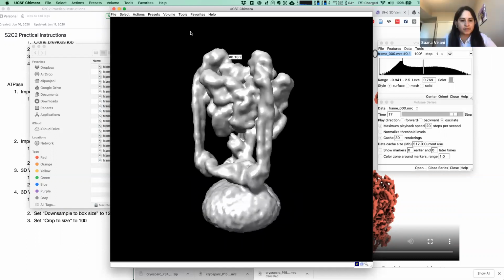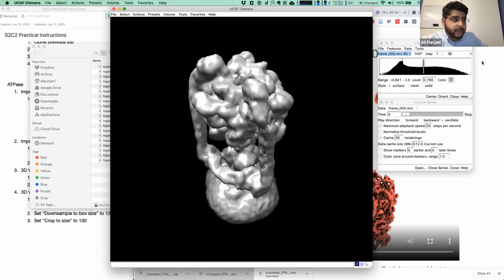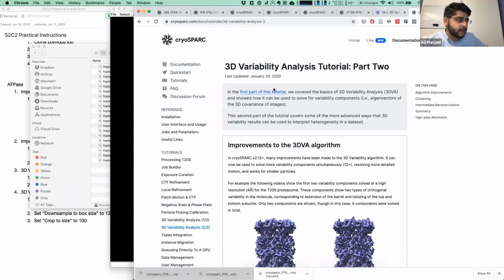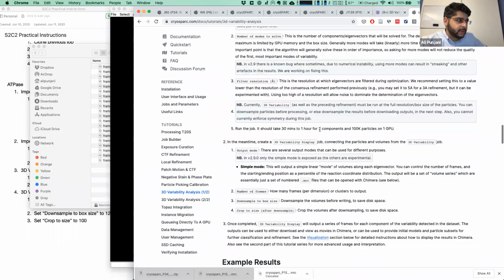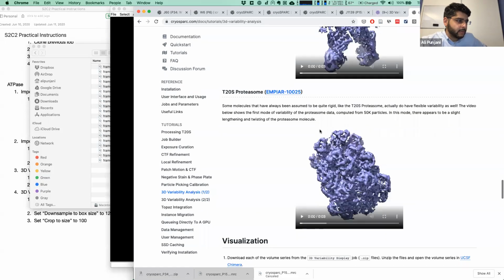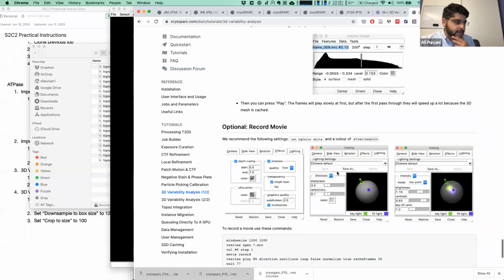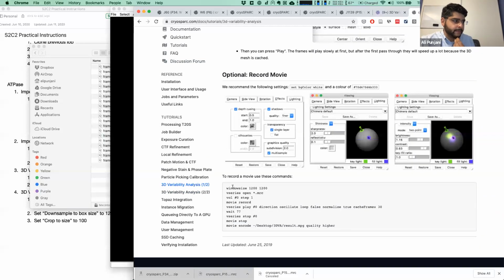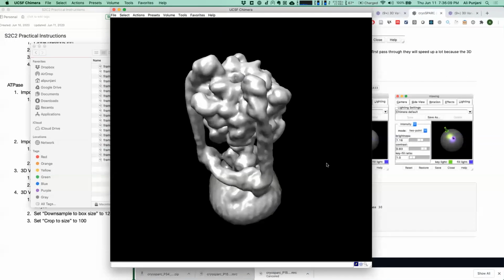Quick question here. Is there a way to actually record that movie, or rather series of frames, in Chimera? Yes, actually we cover all of that in our tutorial. So if you go to the first part of the tutorial, there's a section on exactly how to generate these movies at the bottom, visualization that does all the things that I just said, and has commands for recording a movie of them in Chimera. Perfect, thanks. No problem.